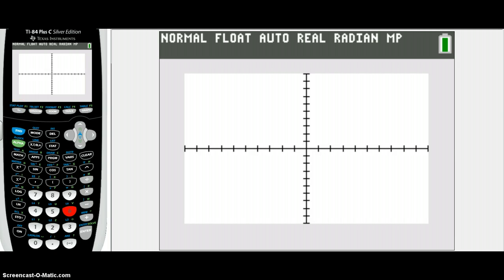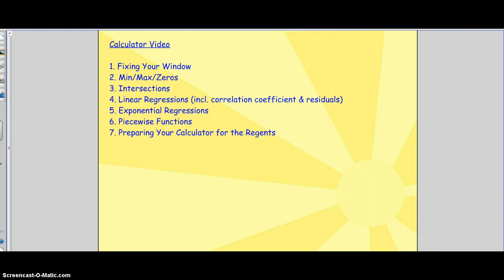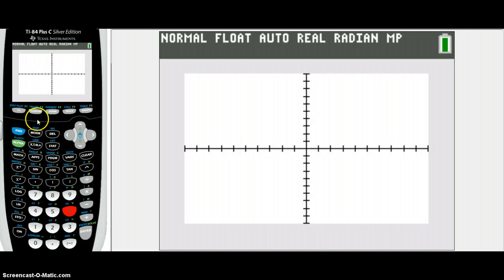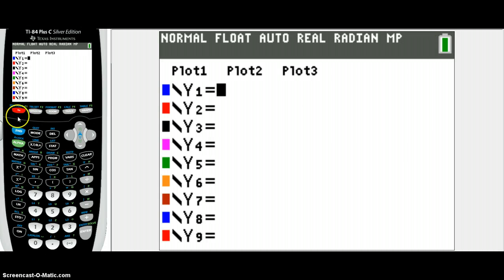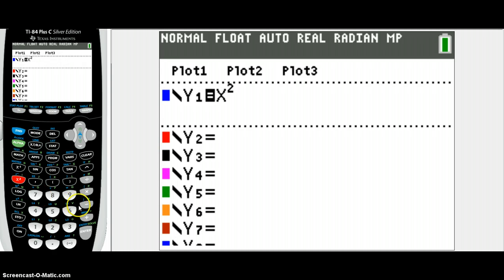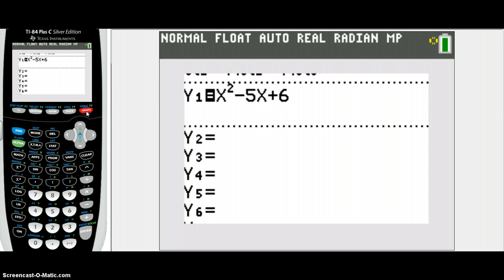So we're going to start off then, besides that, going through the min and max and zeros of a parabola. Now obviously a parabola only has a min or a max, but the process is very similar. So if you go to your y equals, okay, I'm going to pick a sample one to start. So x squared minus 5x plus 6. And I'm going to hit graph.